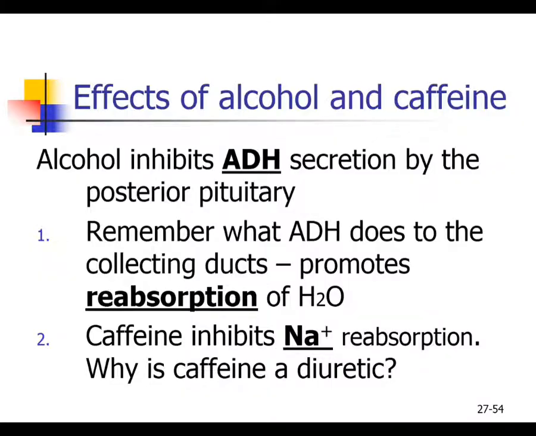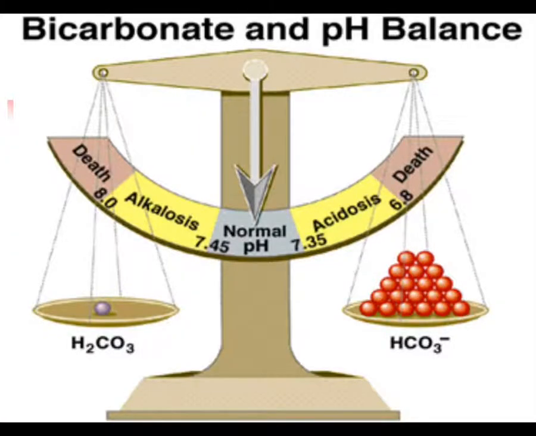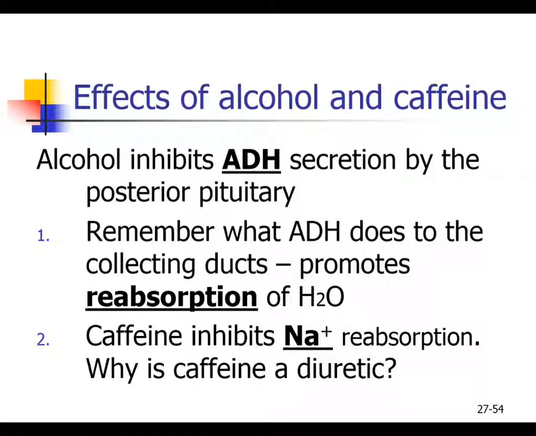Now, caffeine also works as a diuretic, but it works so differently. It actually inhibits sodium reabsorption. It does the same thing that ANH did. So ANH also inhibited sodium reabsorption, so caffeine and ANH have the same mechanism on the kidney.